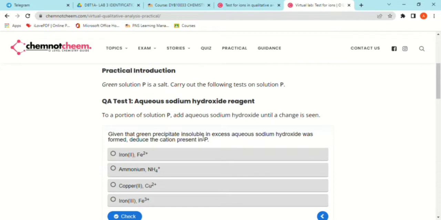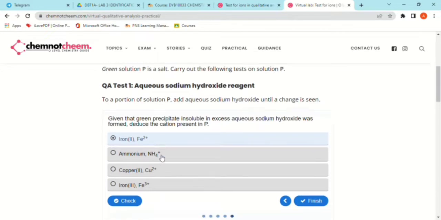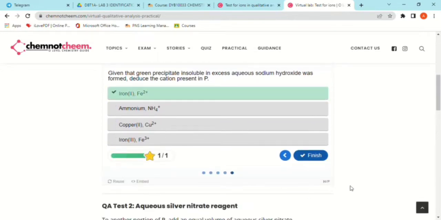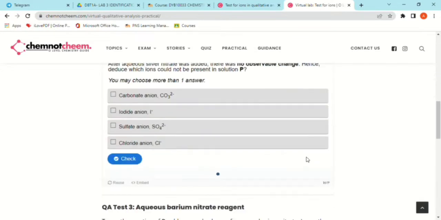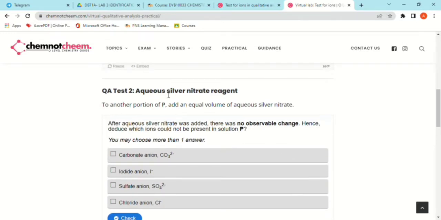Given that the green precipitate insoluble in excess sodium hydroxide was formed, deduce the cation present in P. It was iron(II). Check. Correct. Finish. Now I'm going to test for aqueous silver nitrate reagent.